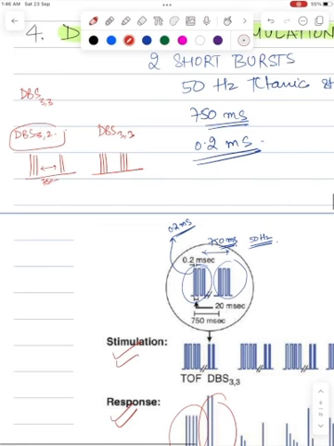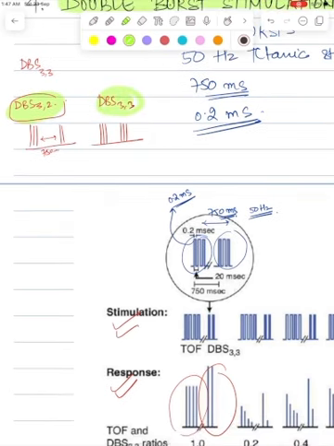So DBS 3.2 has been shown to be superior because it has higher sensitivity of detecting fade as compared to DBS 3.3, especially at higher TOFs. The major advantage of double burst stimulation over TOF is that the tactile or visual detection of fade is better.